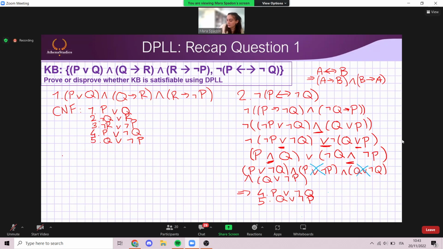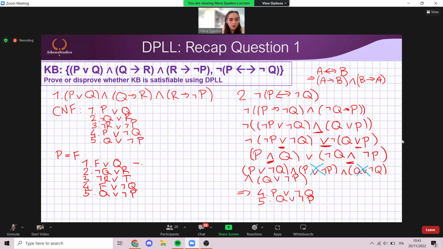Let's set p to be false in our case. Oh, I feel like I need another slide maybe. Okay, so I have p is false. So what do we get for our clauses? Oh, I was trying to write on my computer. We have false or q. We have not q or r, that stays the same. We have not r or true. We have false or not q. And we have q or not p.